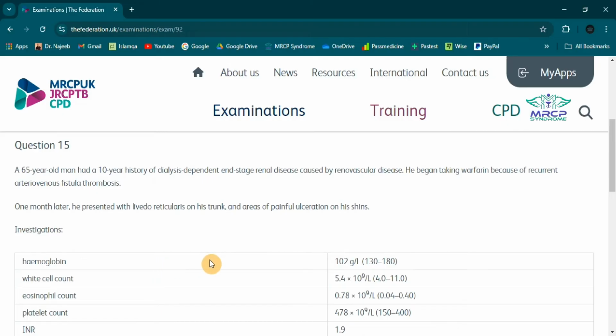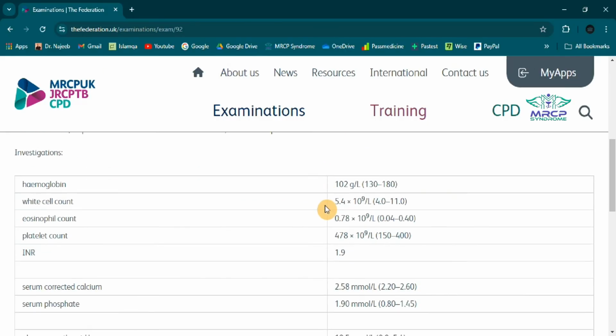If we go by the clinical presentation, this patient has a history of atheromatous vascular disease, renovascular disease, and dialysis dependent end-stage renal disease, and was started on warfarin therapy due to recurrent AV fistula thrombosis. After starting the warfarin, he developed livedo reticularis, a mottled net-like pattern on the skin of the trunk, and painful ulceration on the shin, which are classic signs of cholesterol embolization. This condition is often precipitated by anticoagulation or following PCI, which can dislodge cholesterol crystals from the atherosclerotic plaque, leading to emboli that occlude small vessels. The painful ulceration on the shin is consistent with the ischemic changes caused by the emboli.